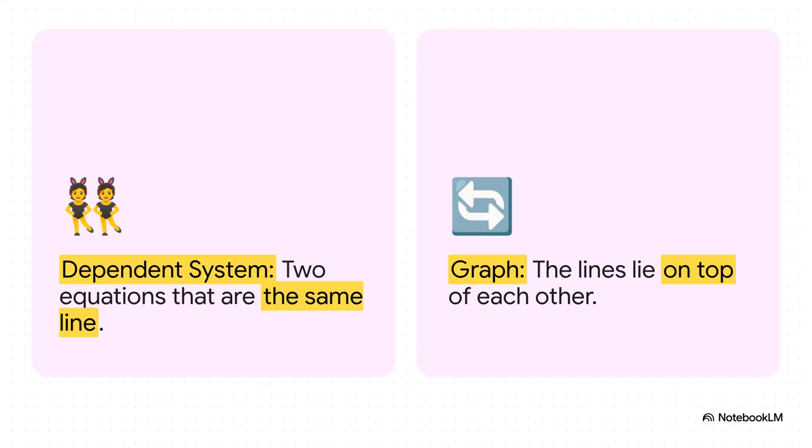Okay, now what about this system here? At first glance, they look pretty different, right? But if you take that entire second equation and divide everything by 3, what do you get? You get y equals x plus 2. Whoa! These aren't two different lines at all. They are the exact same line, with one of them just wearing a clever disguise.